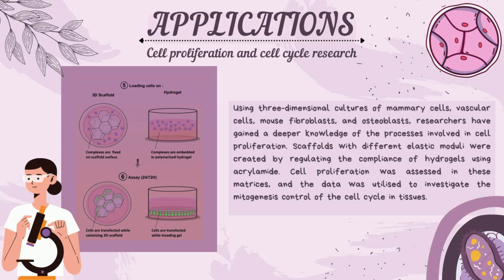And lastly, 3D cell cultures are used for cell proliferation and cell cycle research. Using three-dimensional cultures of mammary cells, vascular cells, mouse fibroblasts, and osteoblasts, researchers have gained a deeper knowledge of the processes involved in cell proliferation. Scaffolds with different elastic moduli were created by regulating the compliance of hydrogels using acrylamide. Cell proliferation was assessed in these matrices, and the data was utilized to investigate the mitogenesis control of the cell cycle in a tissue.